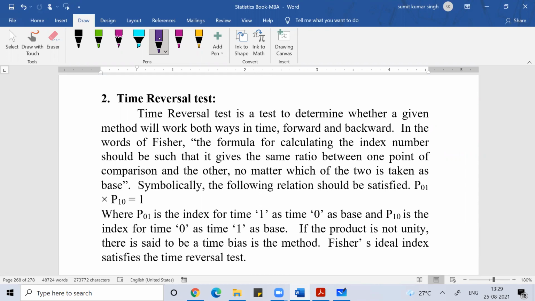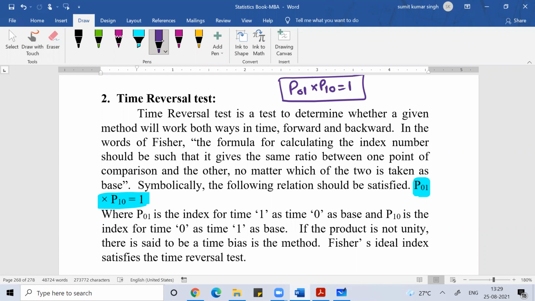In the words of Fisher, the formula for calculating an index number should be such that it gives the same ratio between one point of comparison and the other, no matter which of the two is taken as a base. This is what the time reversal test is talking about: P01 into P10 should be equal to 1.